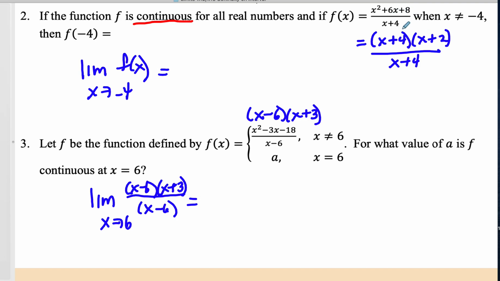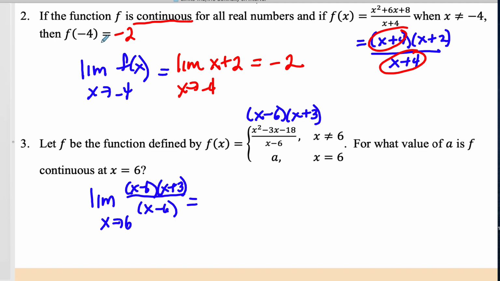So with this function, you can see that there's a hole. The hole occurs at -4. So what we're trying to do is take the limit as x approaches -4 of f of x. And when we do that, we're going to reduce this. So what we're looking at is the limit as x approaches -4 of x plus 2. We'll just do simple substitution, and that's -2. So this is the point that we're filling in to make this continuous, and now this will be continuous.